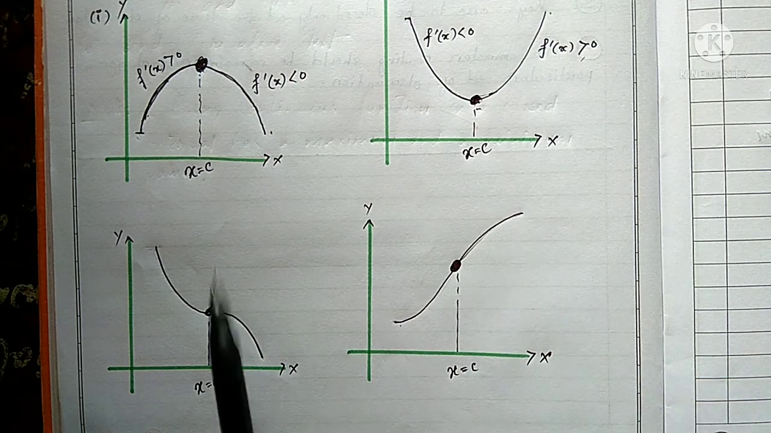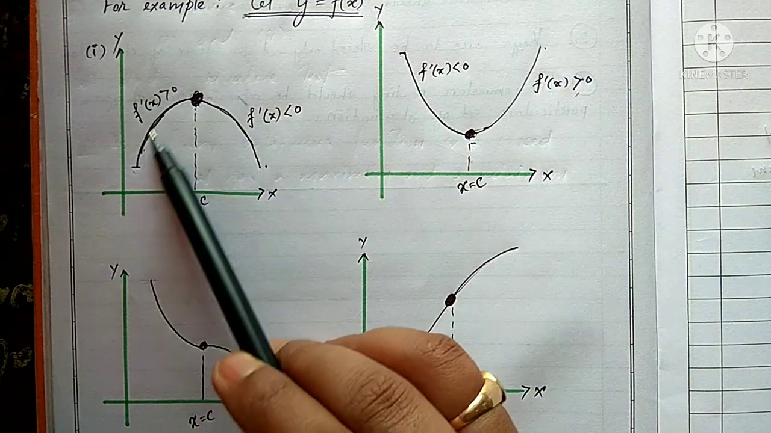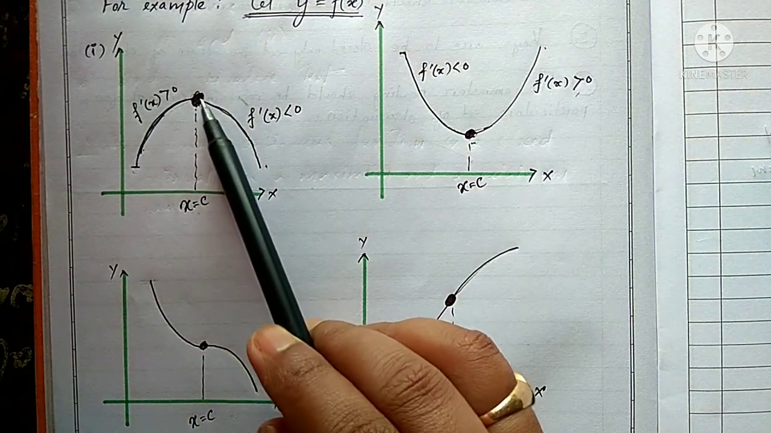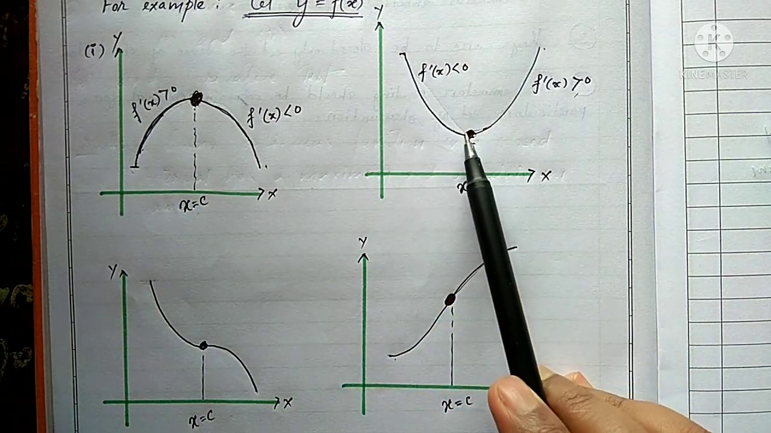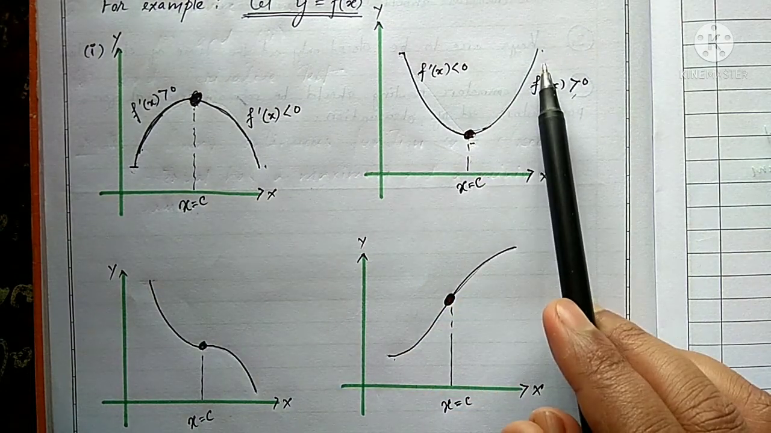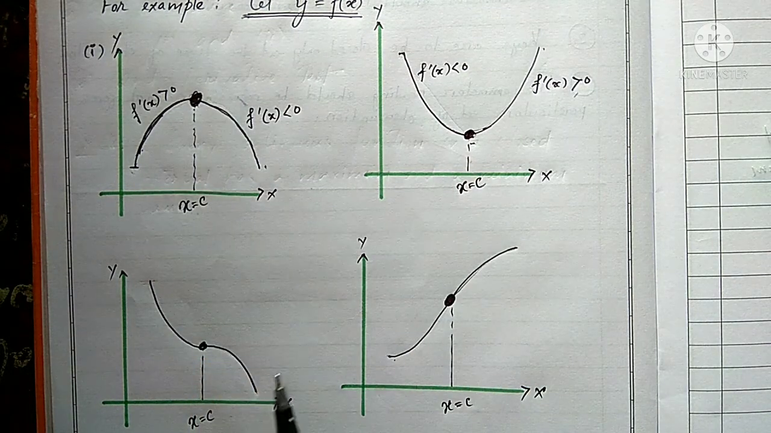Did you understand? But if we look at the earlier two graphs, here the graph is increasing, and after this point the graph is decreasing. Similarly, here the graph is decreasing, and after this point the graph is increasing. So in this way we can find out the turning points.